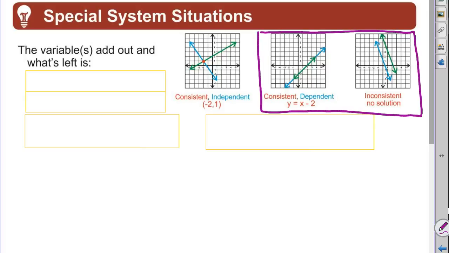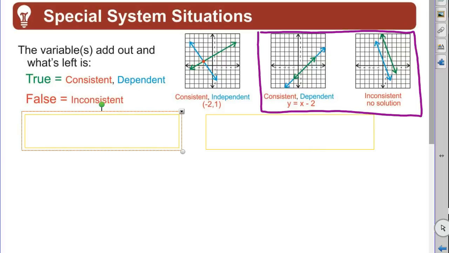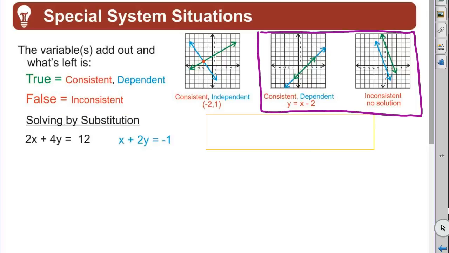Okay? So if your variables add out, then it's either consistent dependent or inconsistent. All right, it's pretty easy to read. Just read what's left. If what's left is true, it's consistent and dependent. Give the equation of the line as your solution. If what's left is false, then it's going to be inconsistent. The lines are parallel. There is no solution. Okay, so let's look at these possibilities.